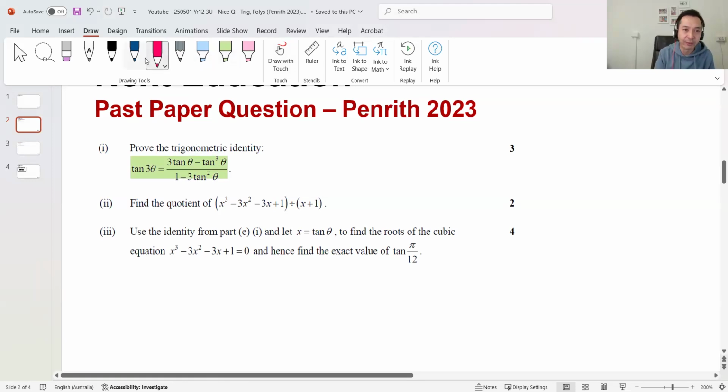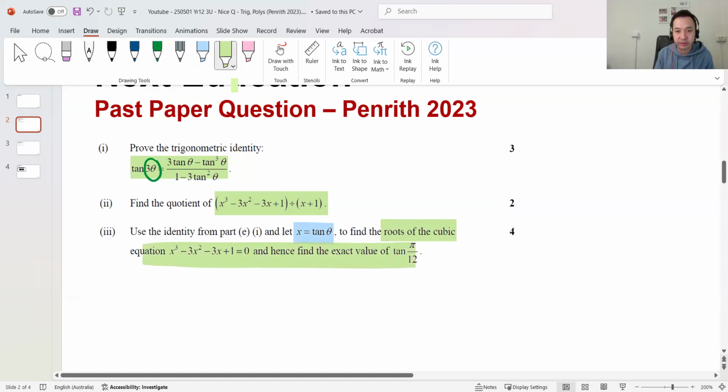Now, the issue there is with this 3 theta. With 3-unit technique, if you were doing 4-unit, you can use complex numbers. If you're doing 3-unit for this one, I'll probably need to use compound angles to expand 3 theta. And then the question says division of polynomials, interesting. And then from part 1, find the roots, so solve the equation. Okay, cool. All right, let's do this.